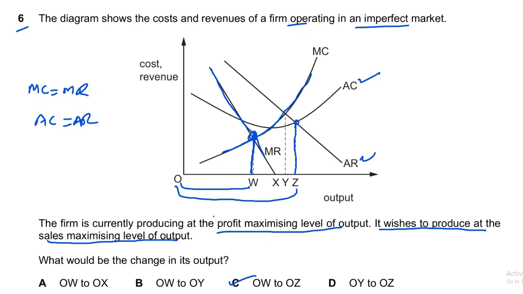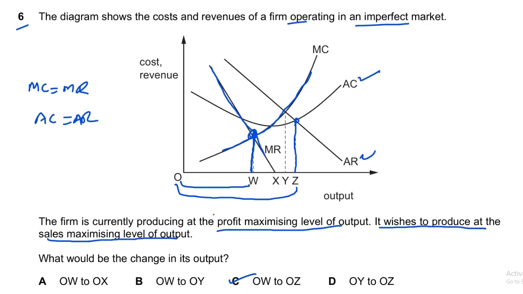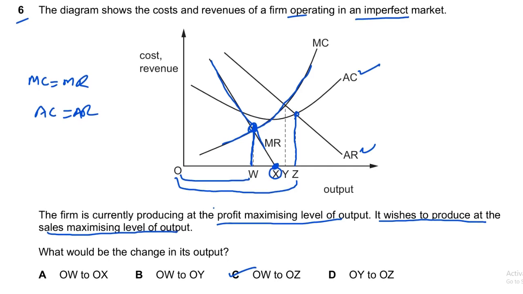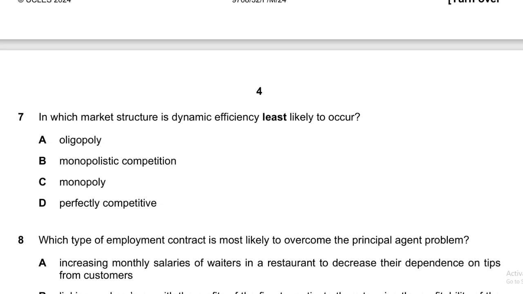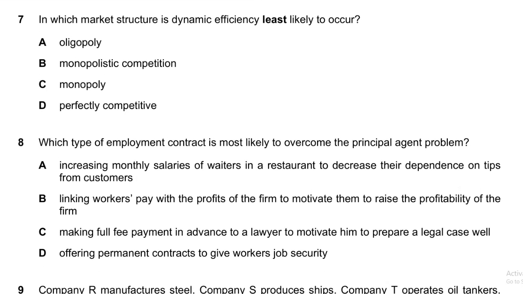Okay, so the examiner may also ask about sales revenue maximization. If it does, then sales revenue maximization happens when marginal revenue is 0, like at point X. So in the next question, the examiner may ask such questions, so I thought I should tell you the condition for sales revenue maximization as well.